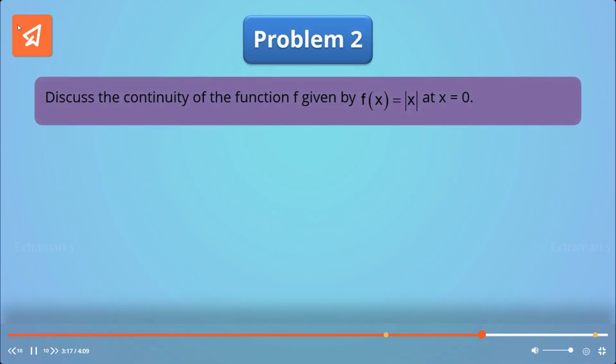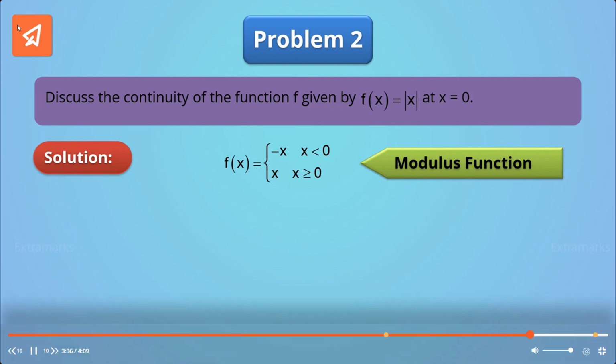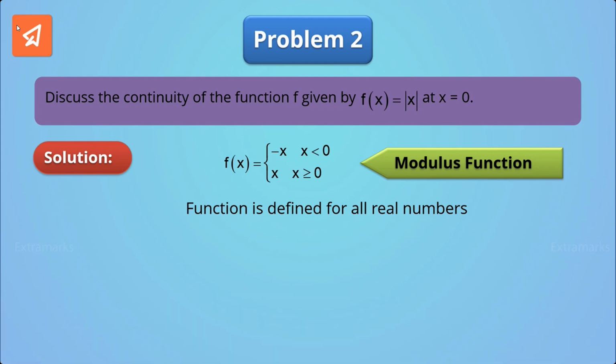Example 2. Discuss the continuity of the function f given by f of x equals modulus of x at x equals 0. Now we know the definition of the modulus function as f of x equals -x for x less than 0 and x for x greater than or equal to 0. So, the function is defined for all real values. Let's check the continuity at x equals 0.